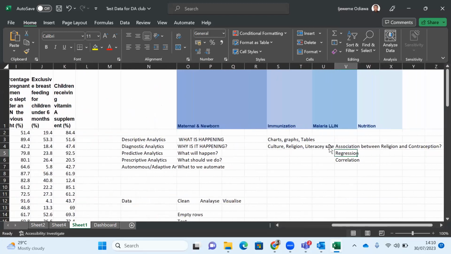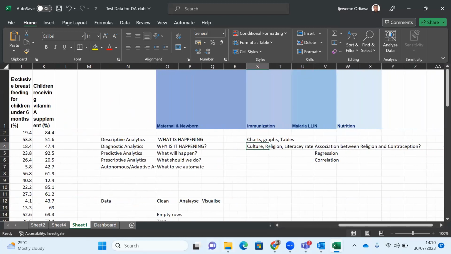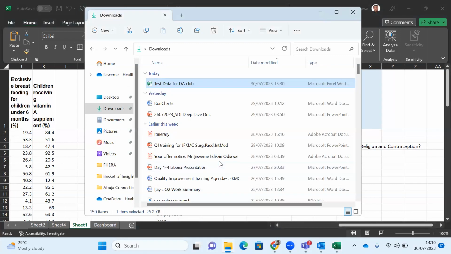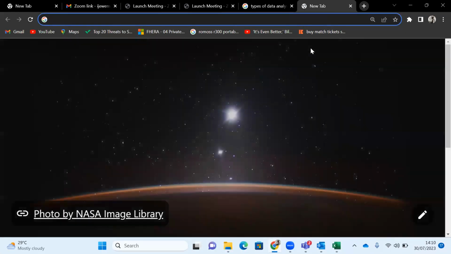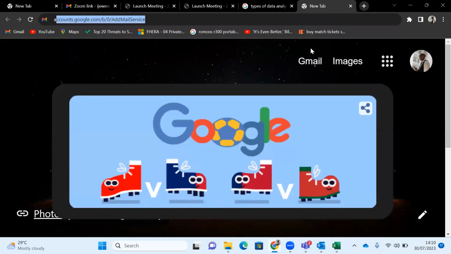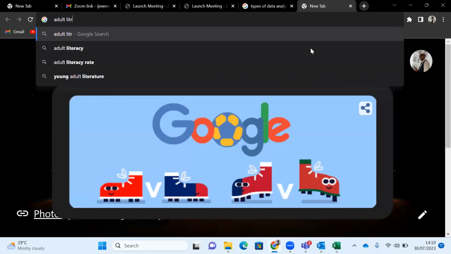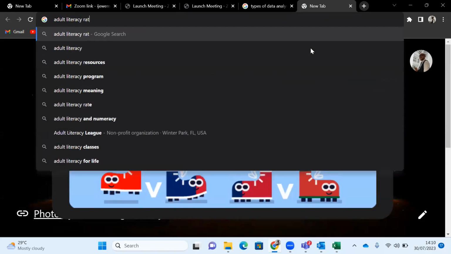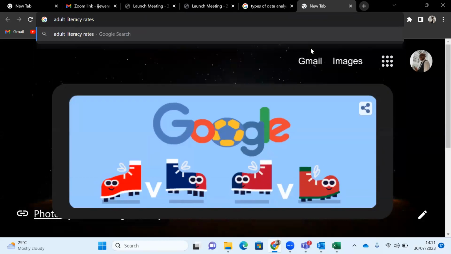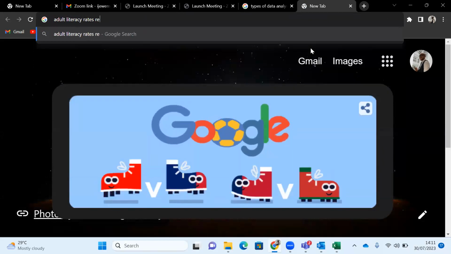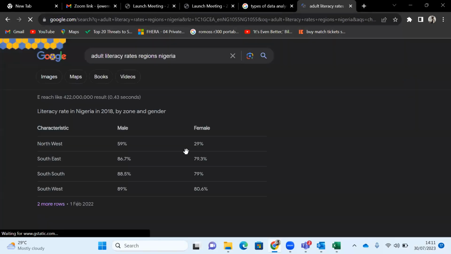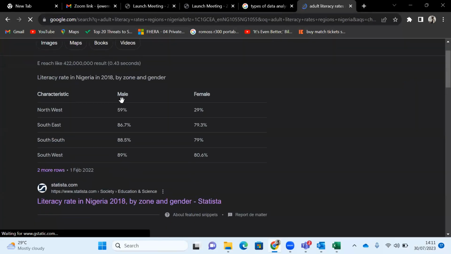So literacy. Literacy, do we have any data sets? I think I had one data set for literacy. Let me just quickly check. There was a data set I saw that told us adult literacy rates in different parts of the country. Adult literacy rates, regions, Nigeria. Let's see. These are regional data. Do we have regional data here? Yes, we do.